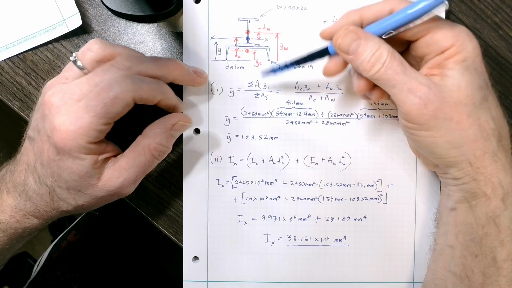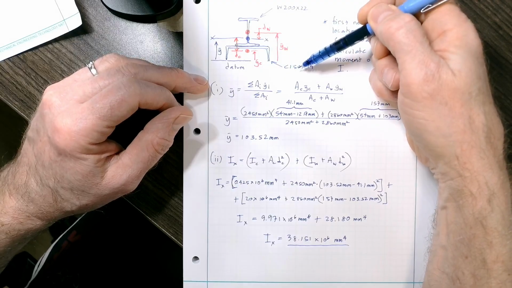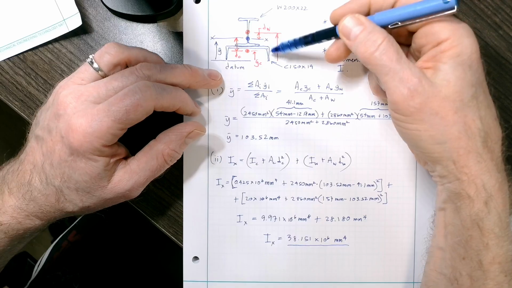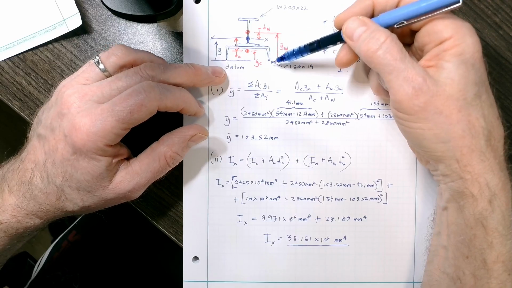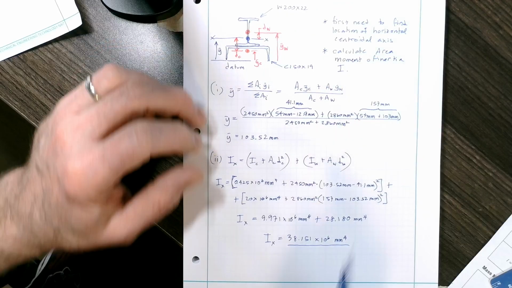So here we see it also. It's really paying off. This is not a very stiff piece of steel by itself, a C150 by 19, especially flanges down like that. It's not particularly stiff, but when you weld a wide flange on top of it, you get a pretty big payout there.